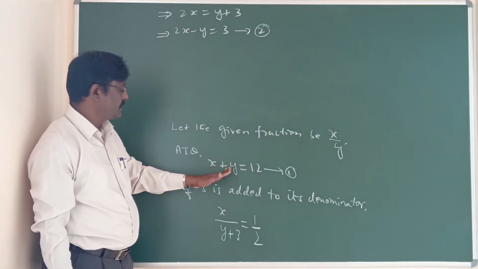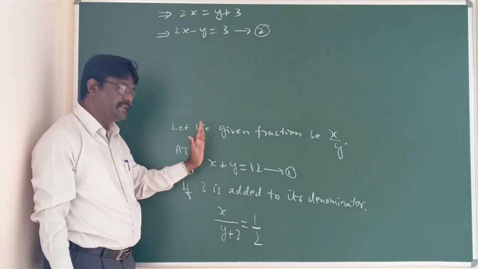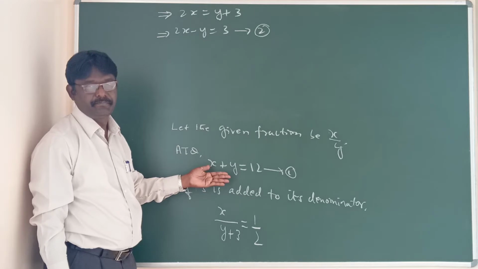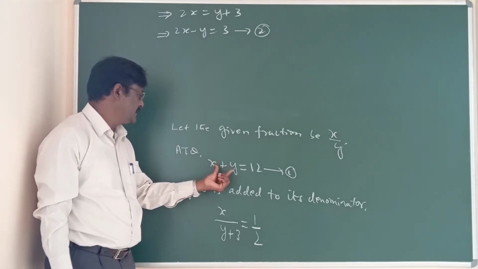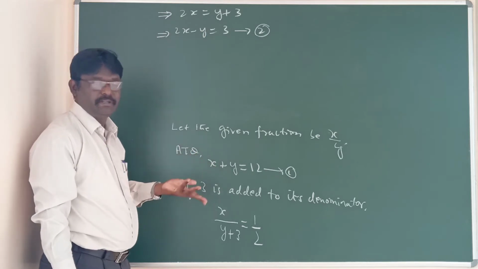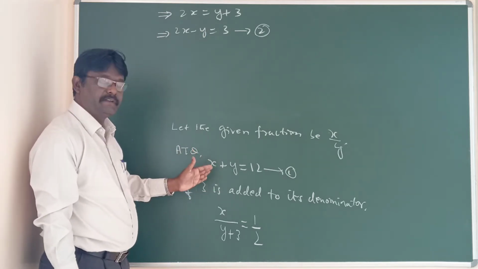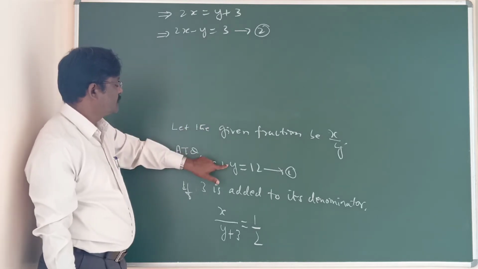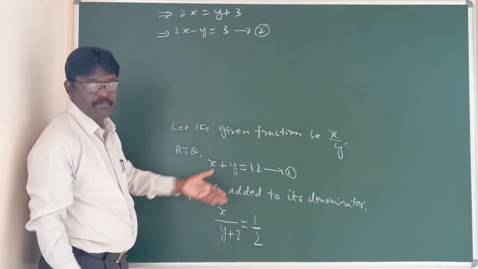Okay children, now we have to get the value of x and y. In case of word problems, we can follow any method. Now it is quite easy. Here we have plus y, minus y. Let us follow the elimination method. That means we have to eliminate one of the variables. Minus y plus y, when we add, y will be eliminated.